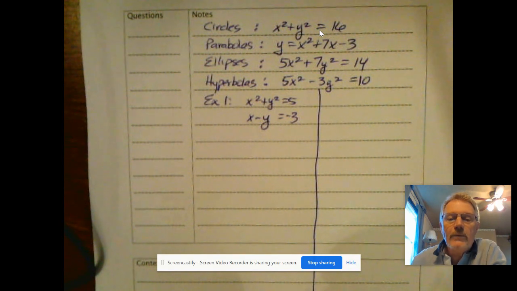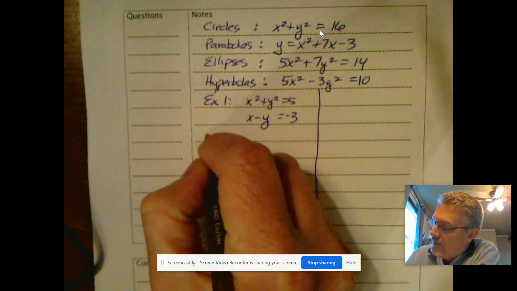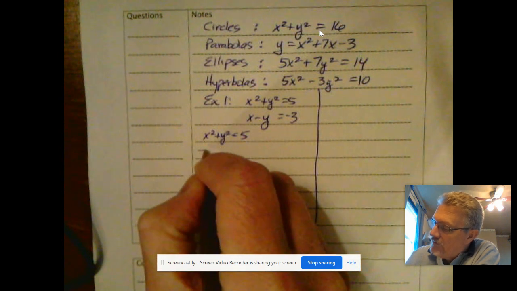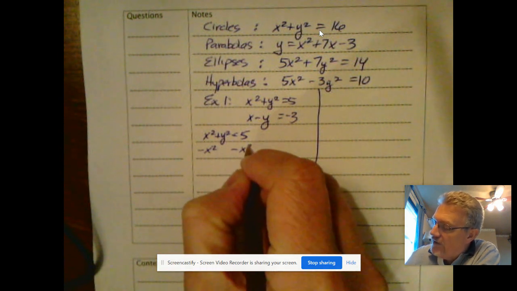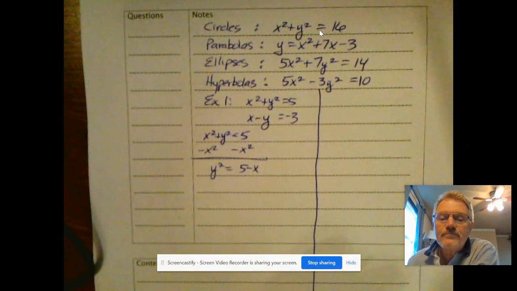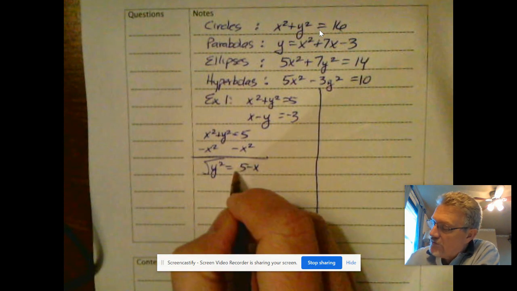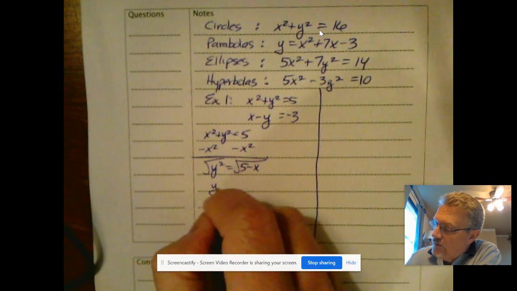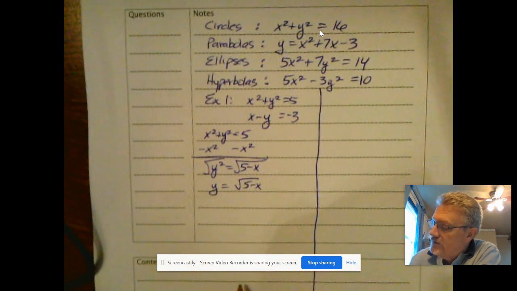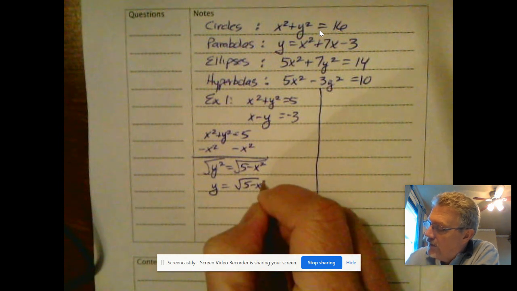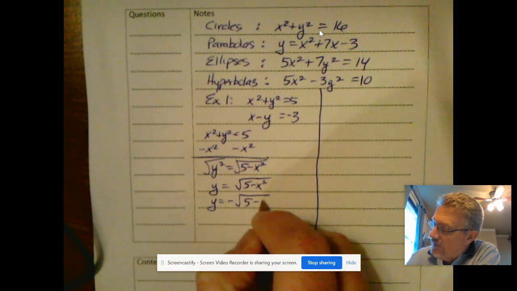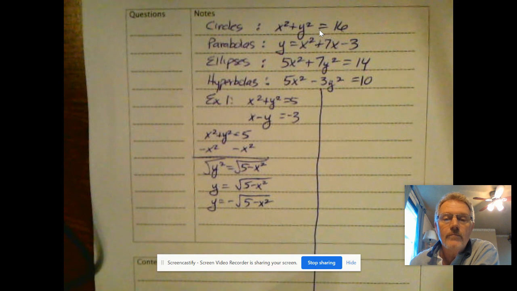In order to do that, we have to solve both equations for y. So x squared plus y squared equals 5. I'm going to subtract x squared to get y by itself. So I have y squared equals 5 minus x squared. Then we take the square root of both sides to get y by itself, and we get y equals the square root of 5 minus x squared, and y equals the negation of the square root of 5 minus x squared.